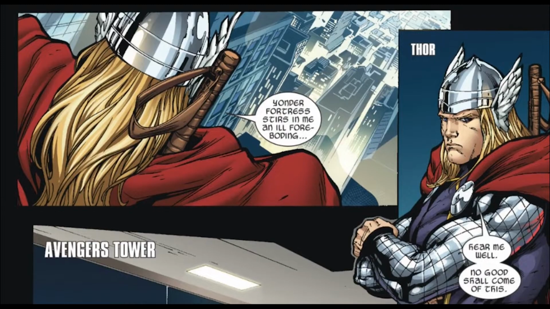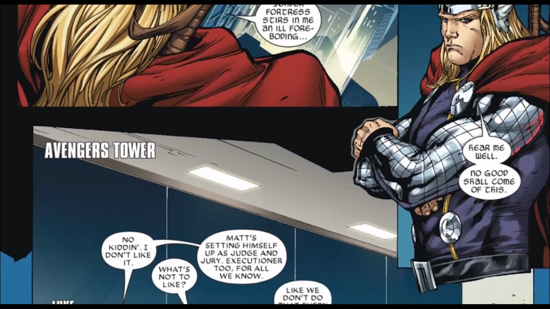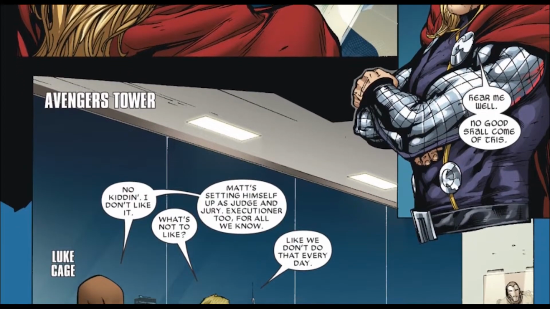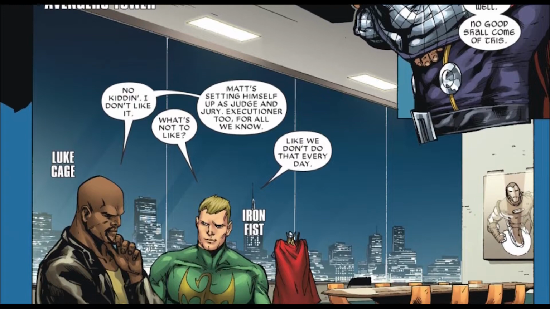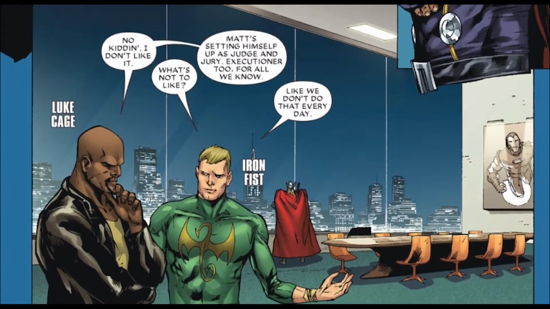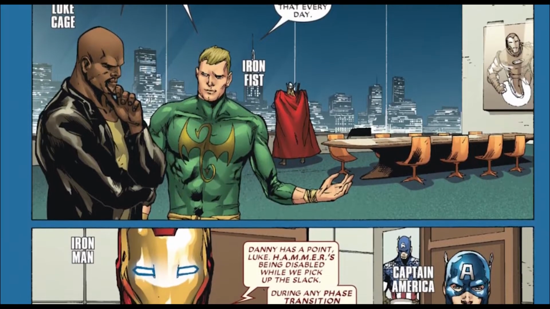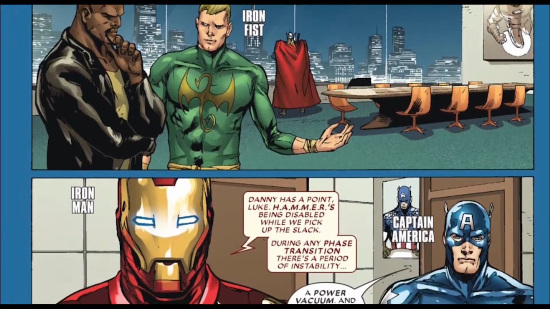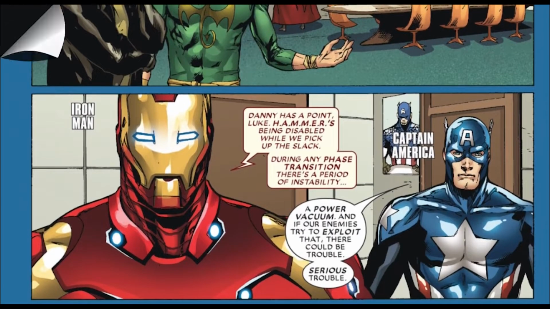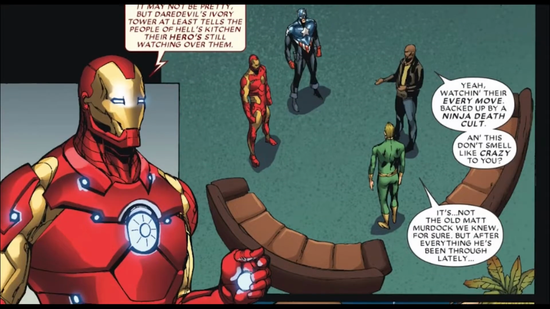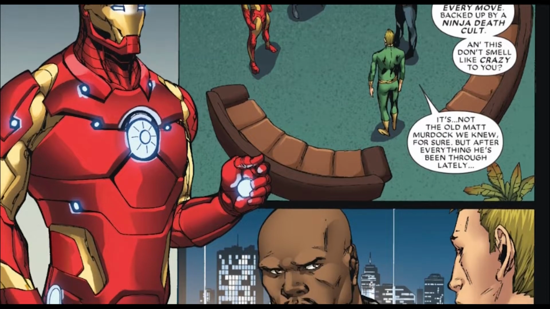Then we pick up with some of the Avengers team: Iron Man, Thor, Luke Cage, Iron Fist, and the last person is Captain America. Except this is not Steve Rogers. This is Bucky Barnes, who is known as the Winter Soldier. With the aftermath of Civil War, Steve Rogers had died and Bucky Barnes had become Captain America. Now Steve Rogers is around, so there were 2 Captain Americas, I think, around this time period of Marvel Comics, but Bucky is the one we see in this story.